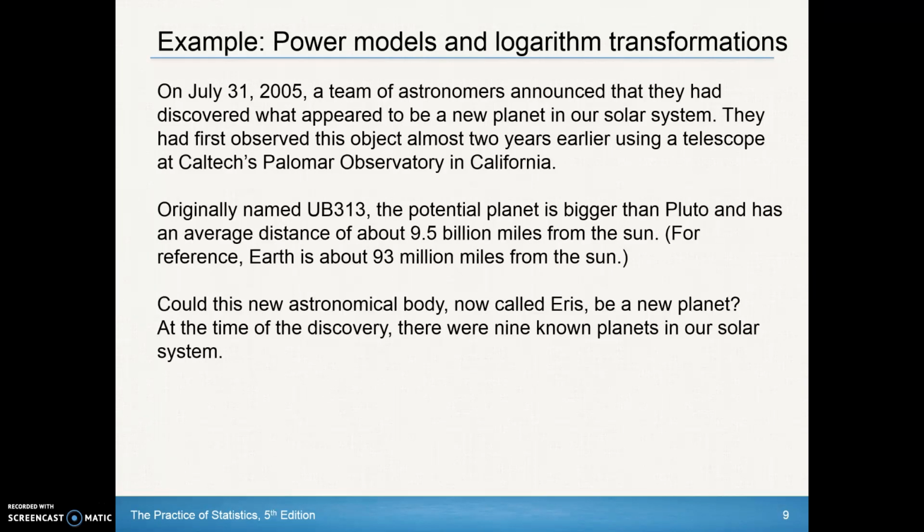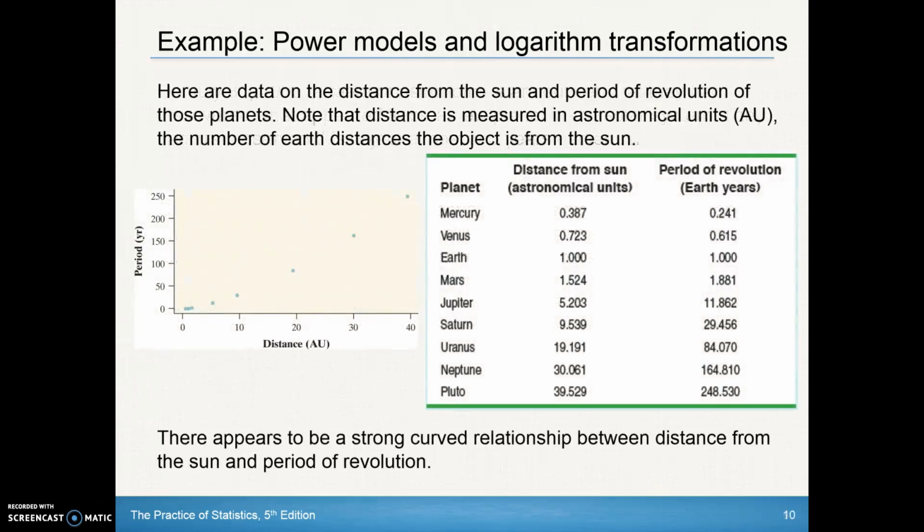At the time of the discovery, there were 9 known planets in our solar system. So here are the data on the distance from the Sun and period of revolution of those planets. Note that distance is measured in astronomical units, AUs. An AU is the number of Earth distances the object is from the Sun. So you can see Earth is obviously just one Earth distance from the Sun.